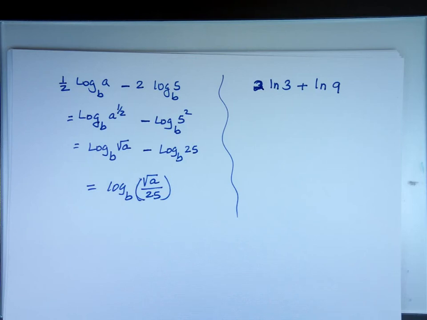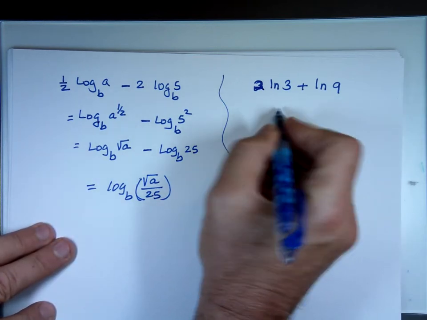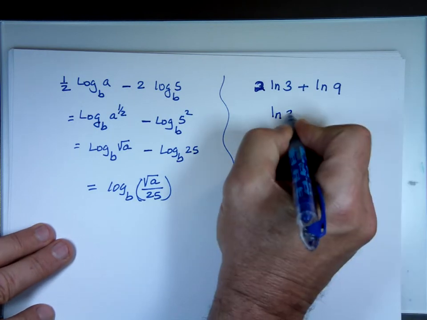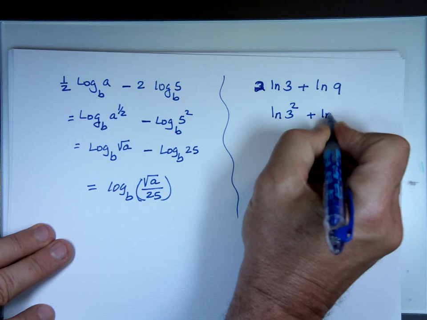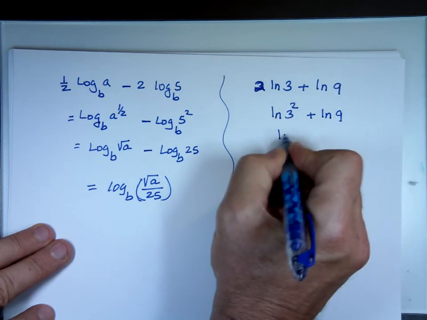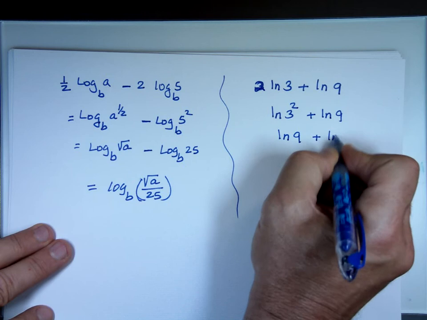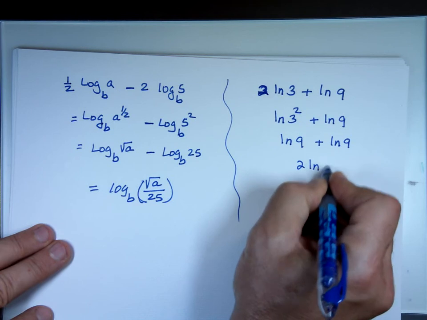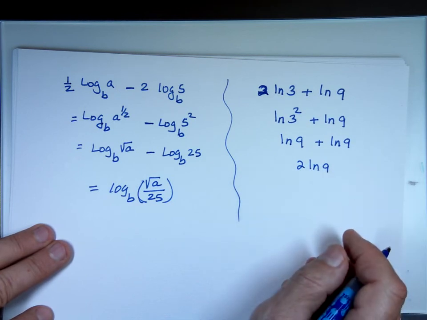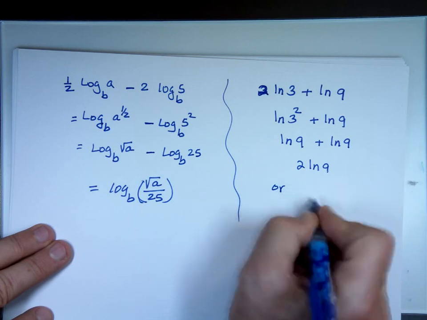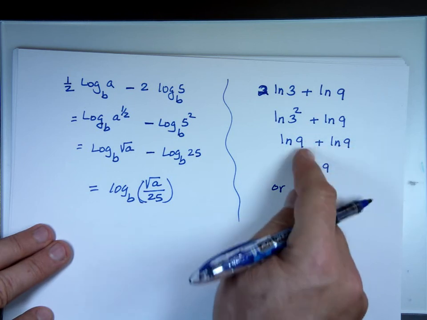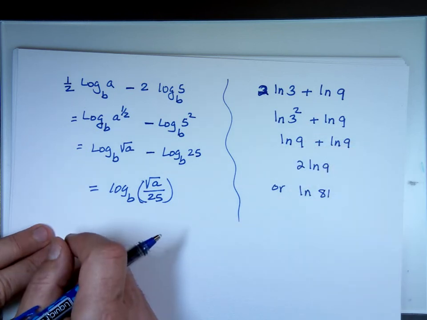Something square. Can you add the bases of those things? Nope. 9 can be 3 squared here, right? What's 3 squared? ln of 9 plus ln of 9. 2 ln of 9. I like that. Or ln of 81. Addition used to be multiplication. 9 times 9. So this is good.